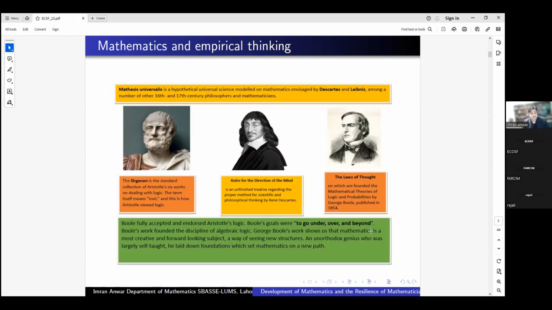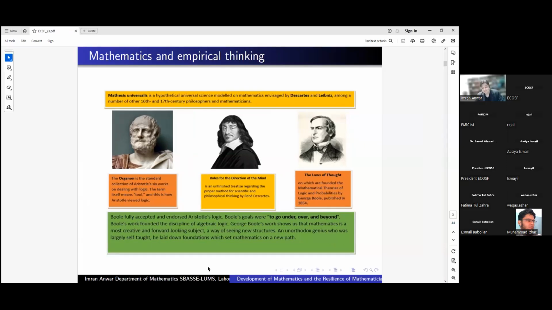So Boole's work founded the discipline of algebraic logic, and George Boole's work showed us mathematics as a most creative and forward-looking subject. And with the work of George Boole, people started viewing mathematics, and that's why mathematics is reflected in almost all branches of sciences, particularly when it comes to decision making. Whenever there is a thought process involved, there is a mathematical structure which is usually developed on the lines shown by George Boole. Okay, this is some serious way of thinking which started.